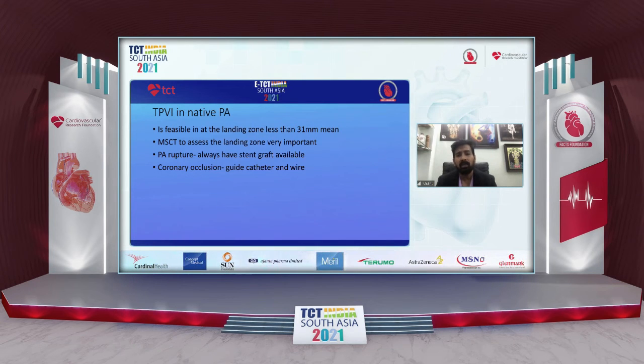A CT scan to assess the landing zone is very important. PA rupture: always have a stent graft available on the shelf. Coronary occlusion: have a guide wire and catheter across the nearest coronary.